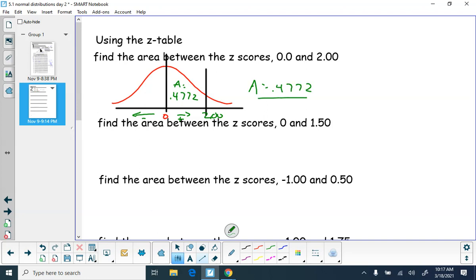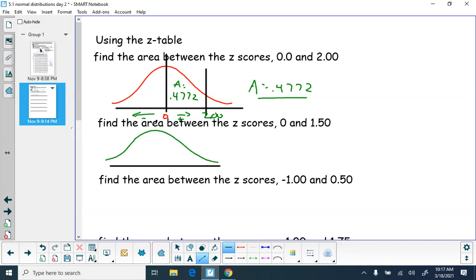What would be the area between 0 and 1.50? Once again, draw this, because it will help you as you go along. I know these are very basic. I don't draw these anatomically correct, because I just like to have enough space to write in. So I'm going between 1.5 and 0. What is the area between 0 and 1.50? Compare your answers to somebody around you.